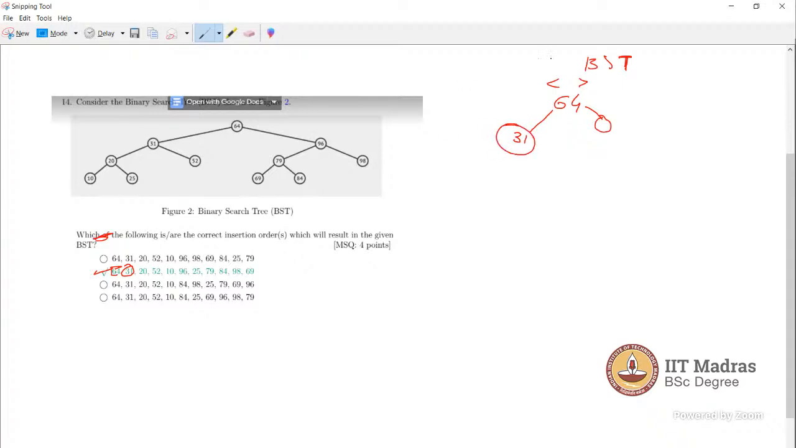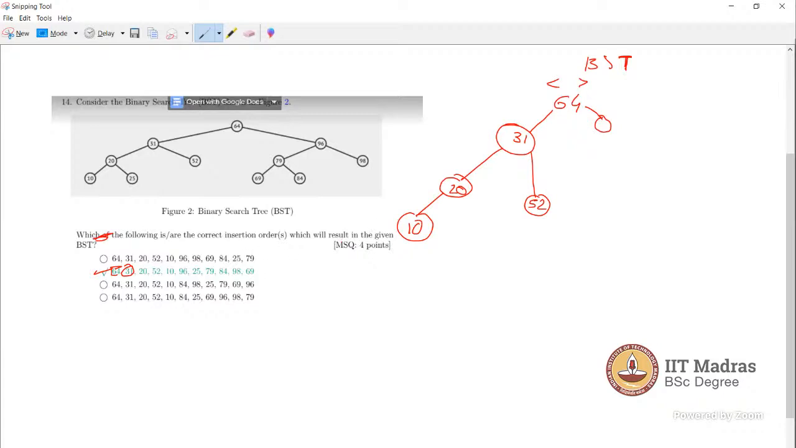Now 20, compare 20 with 64. It is less than 64 and less than 31, so again it goes on the left hand side of 31. That is 20. Now 52. 52 is also less than 64, but greater than 31, so it will come on the right side. That is 52. Now 10. 10 is less than 64, 31, and 20, so it will come on the left hand side. Do you have any doubt in that?